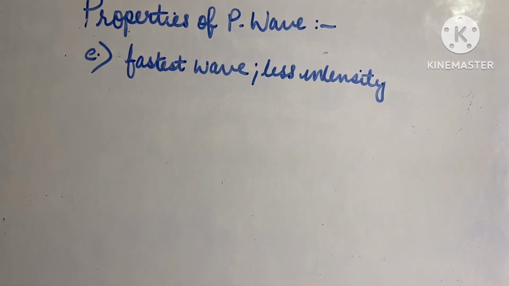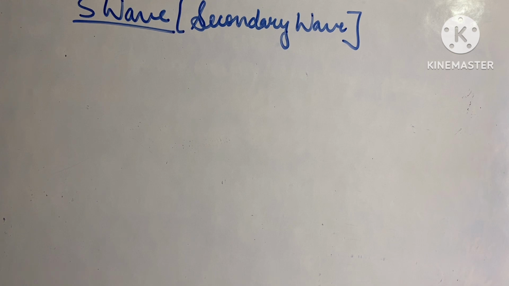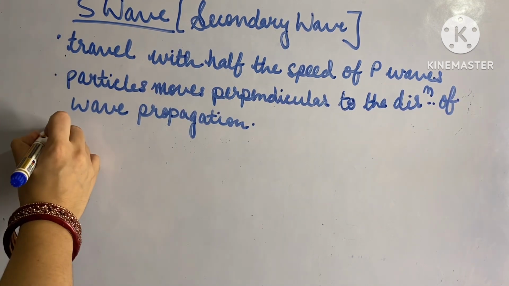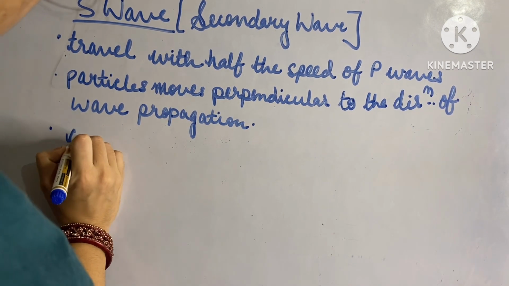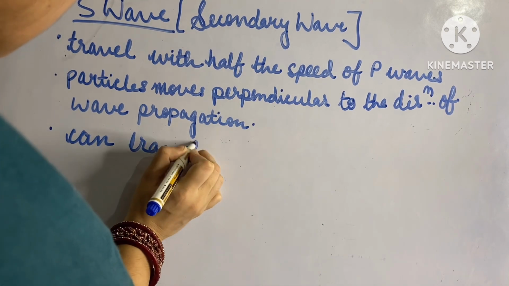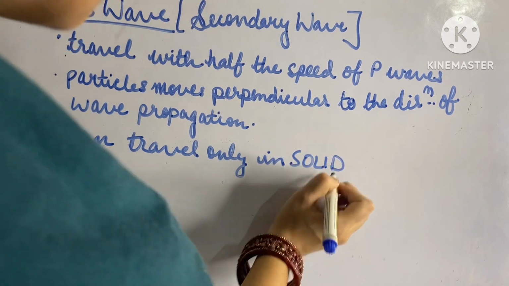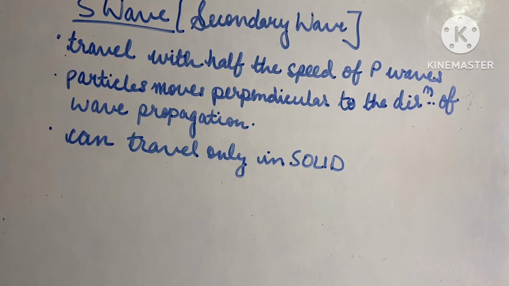Now we will talk about S waves. We know that the P wave is the fastest, so S waves travel with half the speed of P waves, and therefore they are the second wave to be recorded on the seismograph. In an S wave, the particles move up and down, that is perpendicular to the direction of wave propagation, and in P waves, the particles move parallel to the direction of wave propagation. And this wave can travel only in a solid medium. But we already know that P waves can travel in all three mediums, that is solid, liquid and gas.